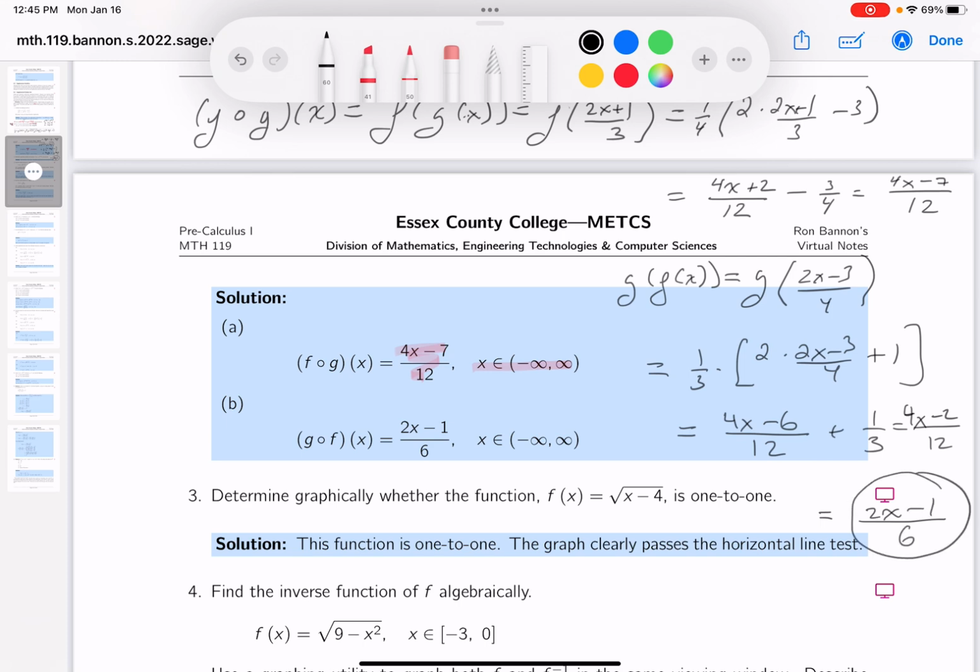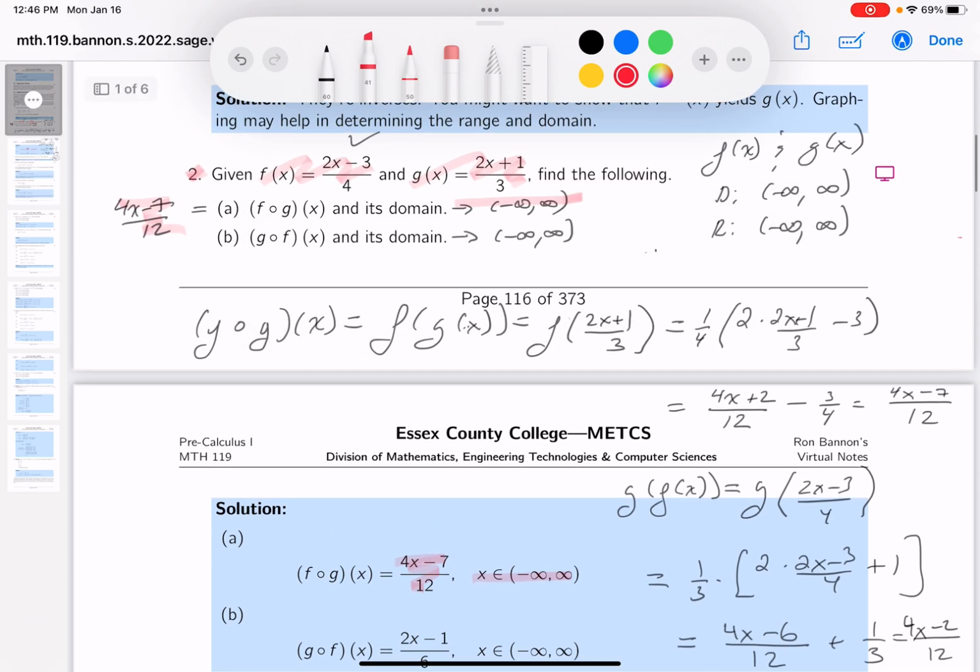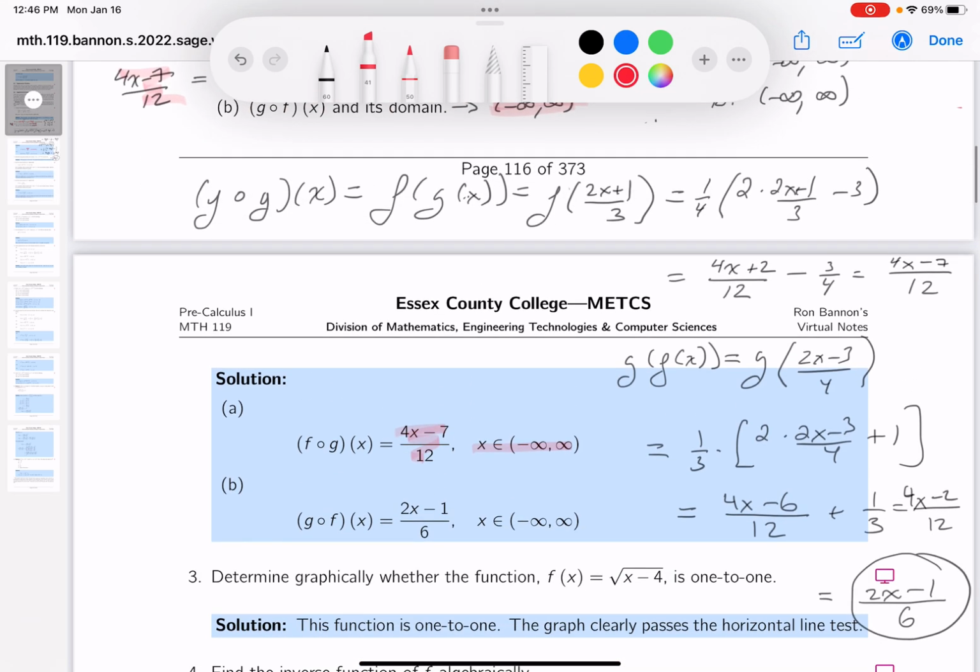Going to circle that. And, you know, basically, I know the domain of it. We did this before. We're agreeing with that. And then I arrived at this over here, which is the composition g of f. And they said it's 2x minus 1 over 6. And I said it's that. Good to move on to the next problem.